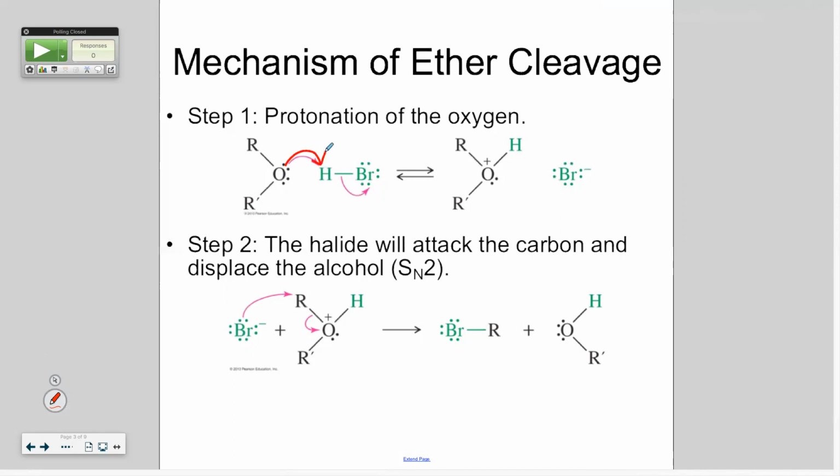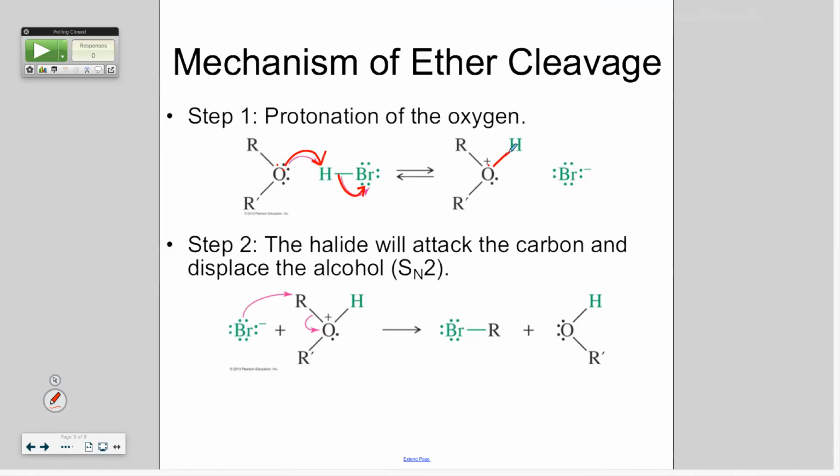So we're going to reach out and pluck that hydrogen, and then the electrons in this bond go to the bromine. So what changed? Well, the electrons right here on the O, these two that I tried to make red and the pen refused, are now in this bond. So the O has now become positive. All right, then your halide will attack the carbon and displace the alcohol.